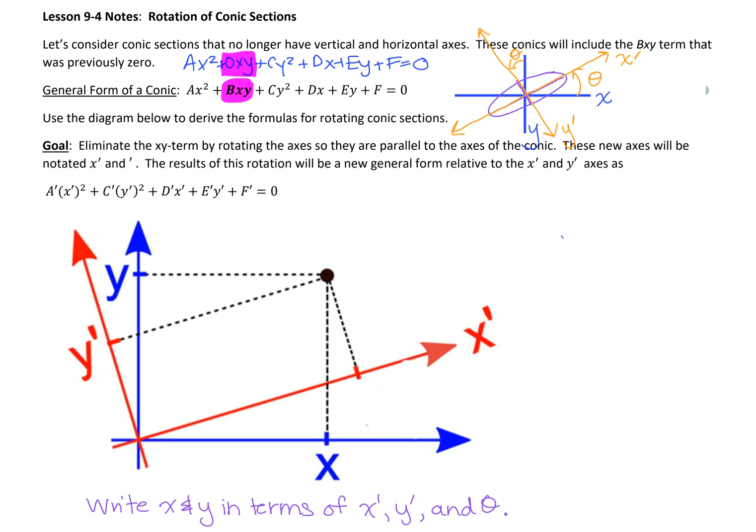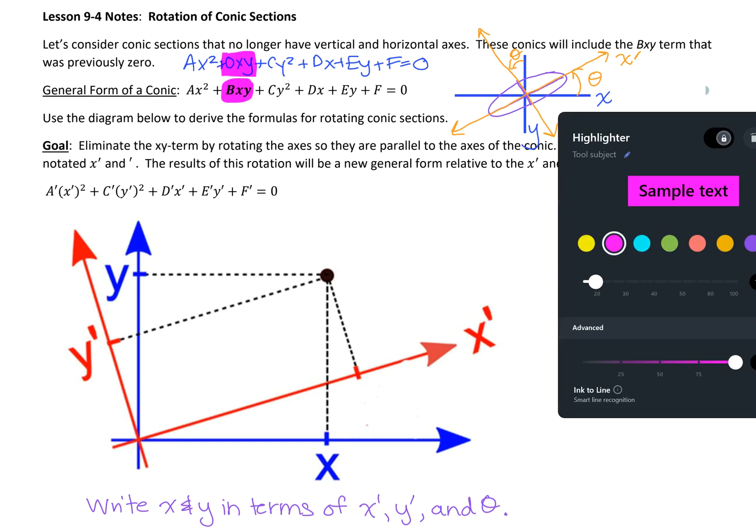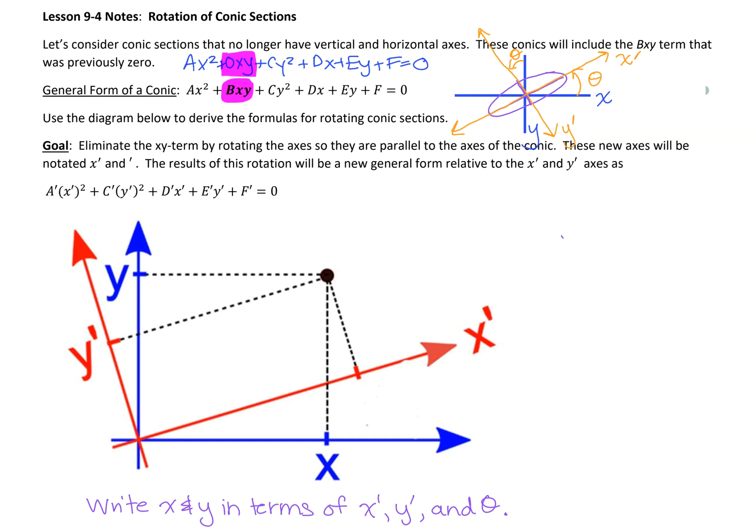So essentially what we want to do is eliminate the xy term, okay? So we want to eliminate this bxy term and make the b value equal 0 by rotating our axes a certain degree. These new axes are going to be notated as x prime and y prime. And then we're going to get a new general form here that is relative to the x prime, y prime axis.